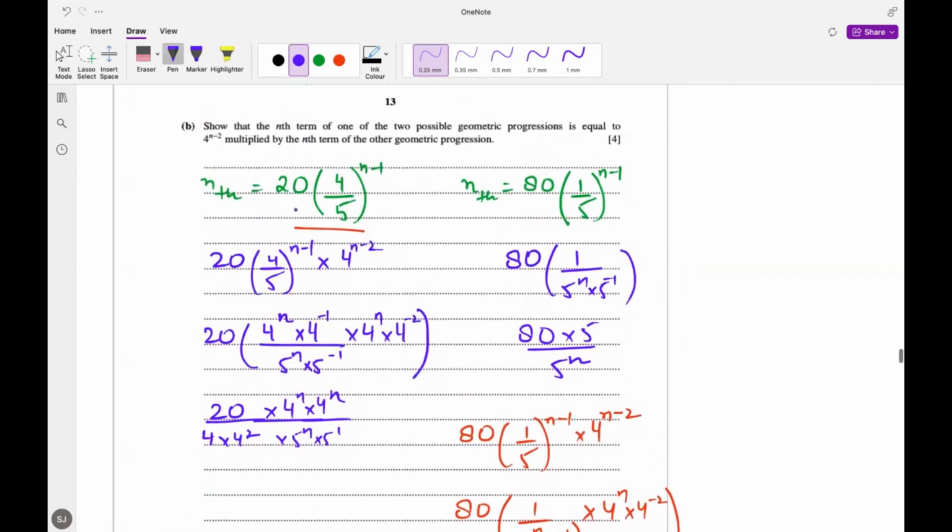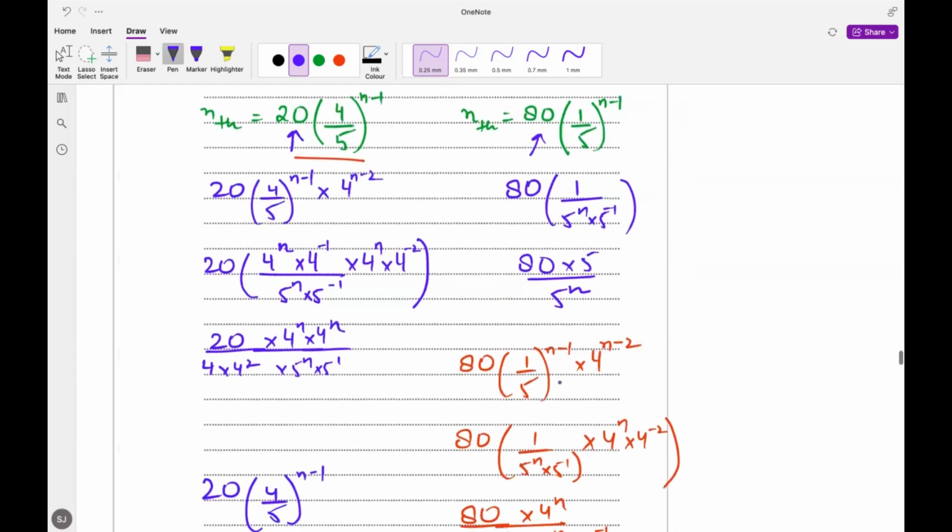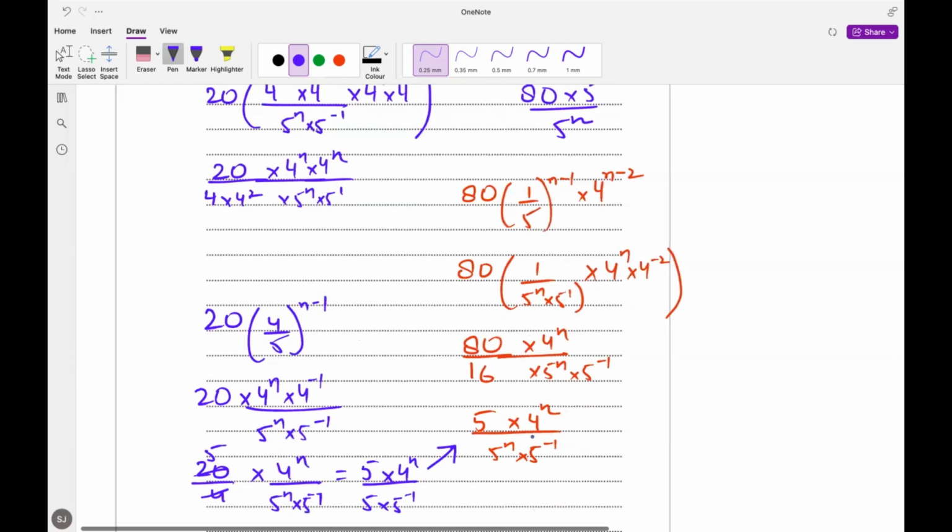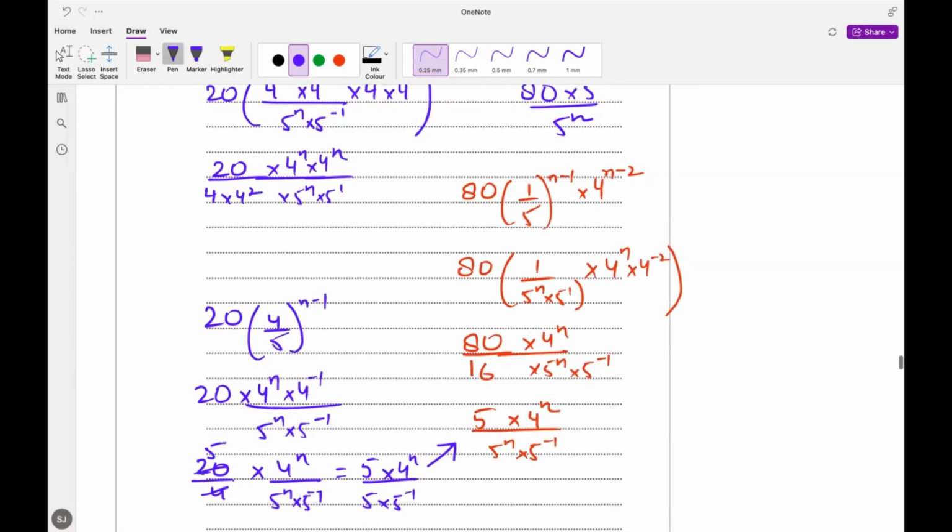So multiplying the term where a was 20 by 4 to the power n minus 2 was not equal to the term with 80 as a and r as 1 upon 5. However, when you multiplied the other term, where a was 80 and r was 1 upon 5, with 4 to the power n minus 2, we can see that it was equal to the term where a was 20 and r was 4 upon 5.